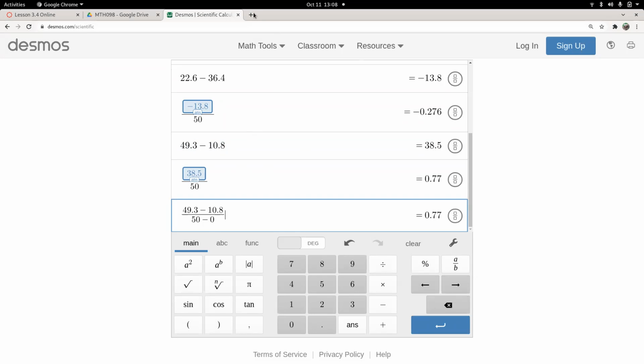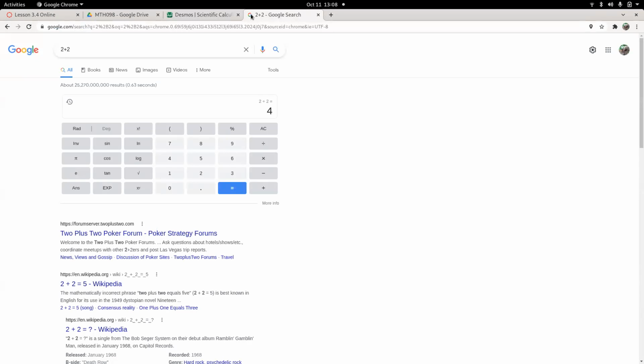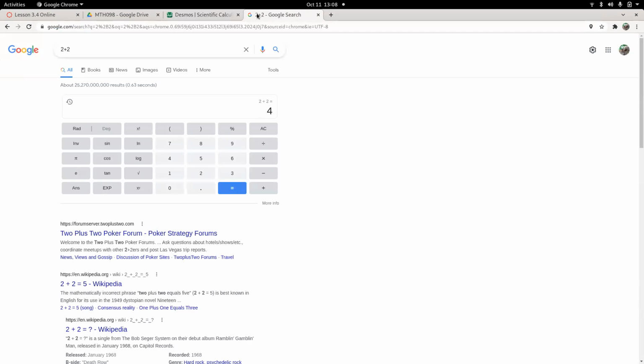Now you may have a different kind of calculator, and most calculators that come with your smartphone, most of them kind of suck. So I would recommend, like on my phone, I've downloaded the Desmos Scientific Calculator app. It works way better than my iPhone calculator, which is a piece of crap. I like the iPhone in general, but the calculator sucks.